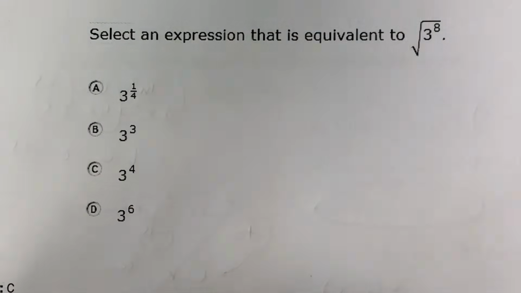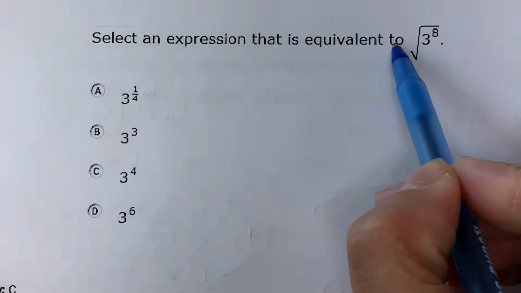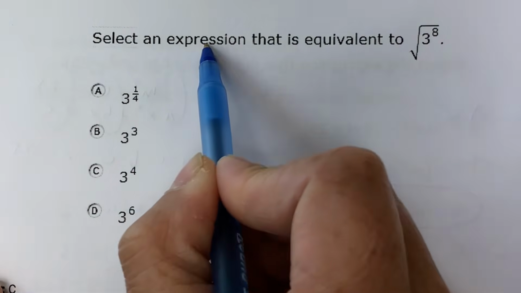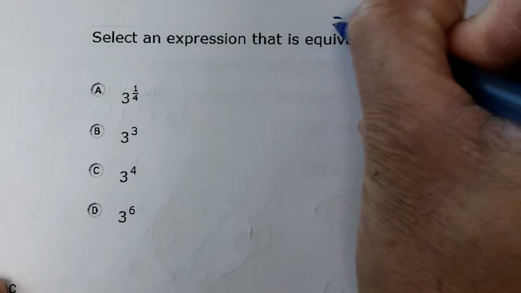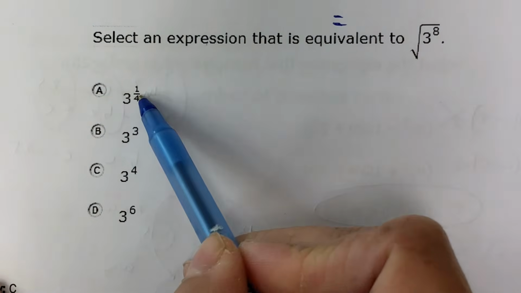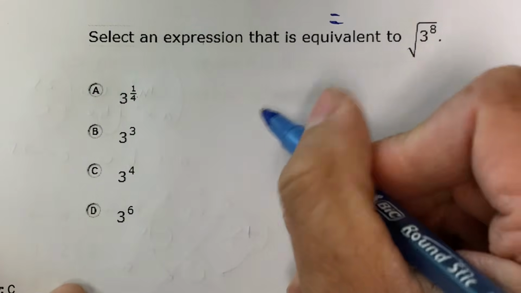Hey, math lovers. Question number 2: select an expression that is equivalent to the square root of 3 to the 8th power. An expression has no equal sign, and equivalent means we're just looking for something that is equal to this. So they're asking, is the square root of 3 to the 8th power equal to this one, this one, this one, or this one? The good thing is we know that one of these is our answer. So I'm going to write this a little bit larger.